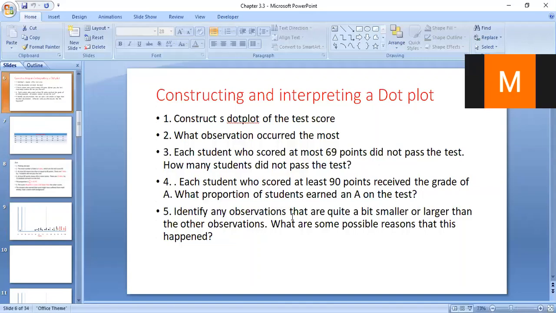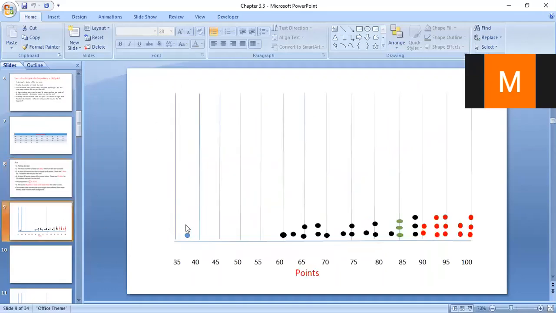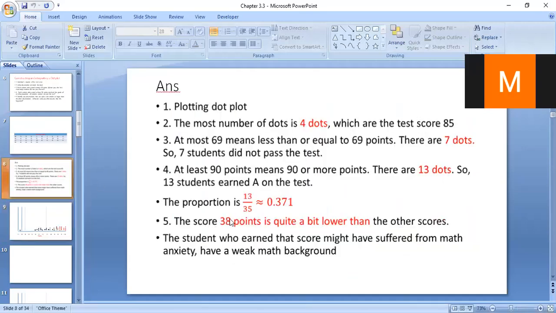Identify any observation that is quite a bit smaller or larger than the other observations. What are some possible reasons that it happened? When you look here, you will see only one is very small. The answer is the score 38, quite a bit lower than the other scores. The student who earned that score might have suffered from math anxiety and a weak math background. That is the answer for question 5.